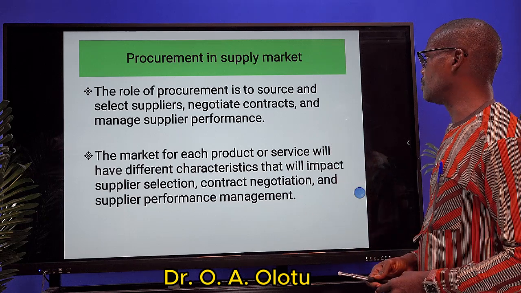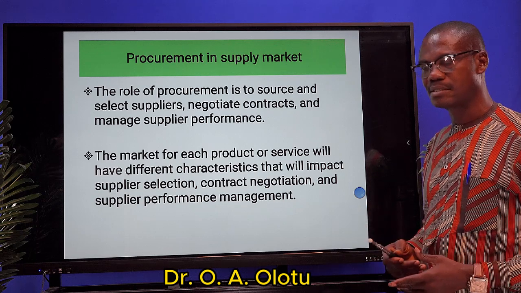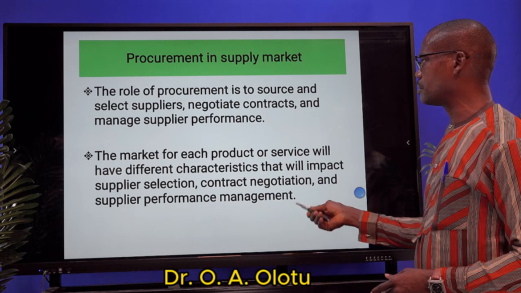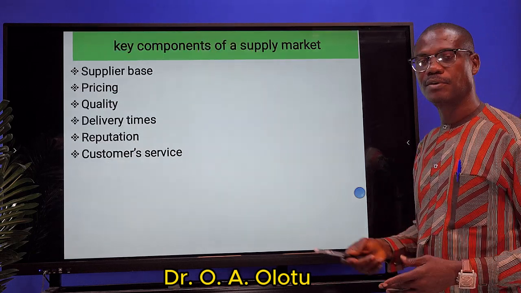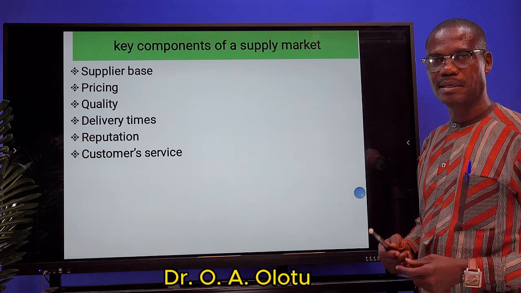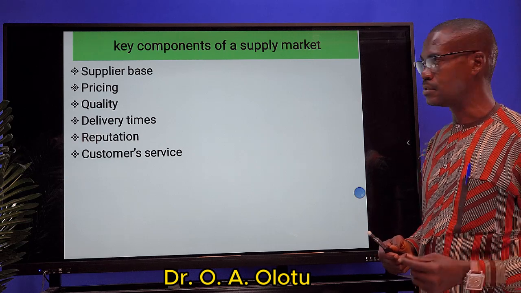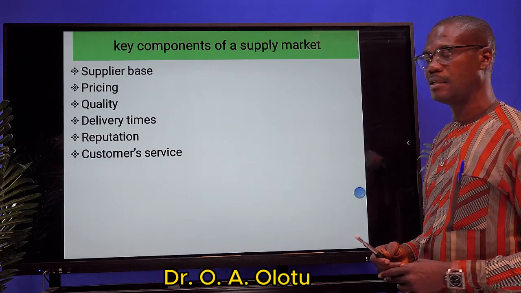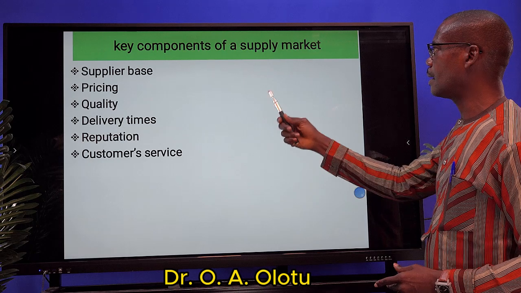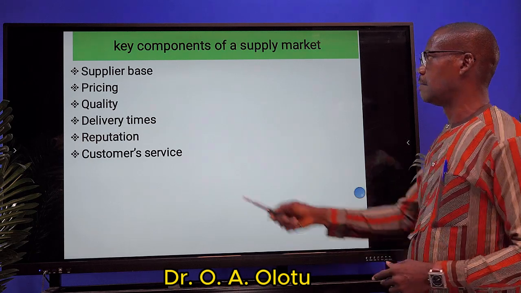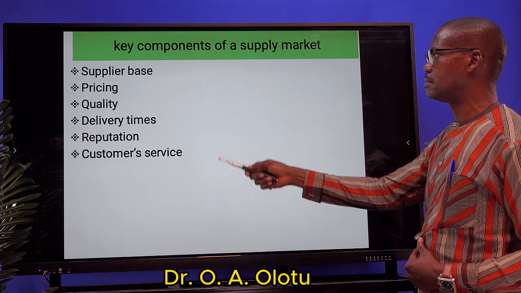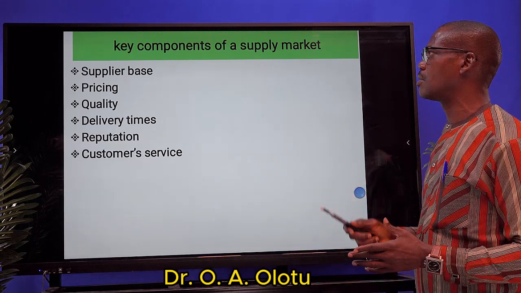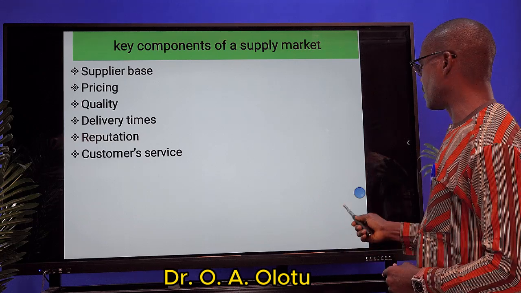So the role of procurement is to source and of course select suppliers, negotiate contracts and manage supplier performance. So these are the reasons why procurement officers need to understand the market extensively and be able to do analysis of the market, to enable them to take the right decisions that will enhance performance in their various organizations. Key components of the supplier market: supplier base, pricing, quality, delivery times, reputation, and customer service. These are basic components of the supply market environment.